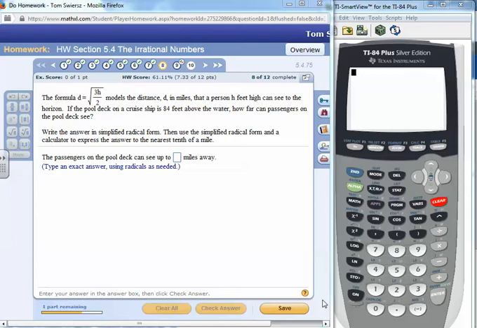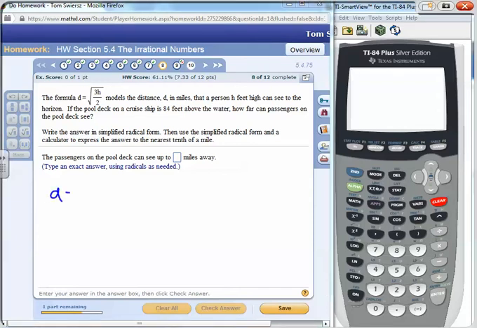Okay, so they give us a formula. The distance is equal to the square root of 3 times h. Notice h is how high a person is, and d is how far they can see. Notice on a cruise ship on the pool deck they are 84 feet above the water, so the h would be 84. So I'm already going to put in 84 and then divide by 2 to finish the formula.